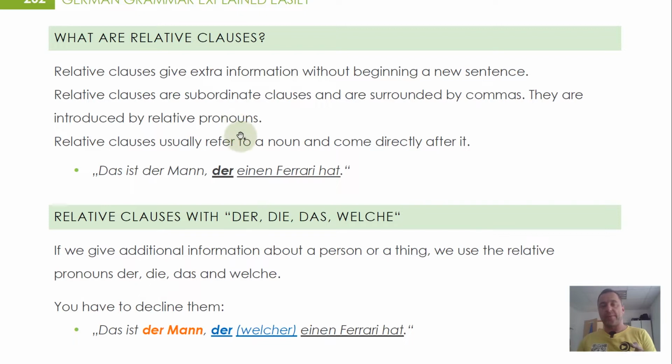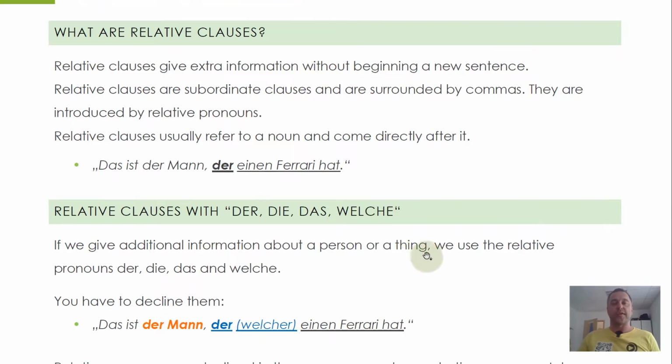Which pronouns those can be? Later on, let's first have a look at an example. Das ist der Mann, der einen Ferrari hat. So this is the man who has a Ferrari. That means the relative pronoun usually comes right after the noun it's referring to. Like here, we have an additional information to the man. So which man are we talking about? Yes, the man who owns a Ferrari. That particular man, not the other guy with the, I don't know, Toyota. So we are talking about the man with a Ferrari. Here we have this additional information in the relative clause.